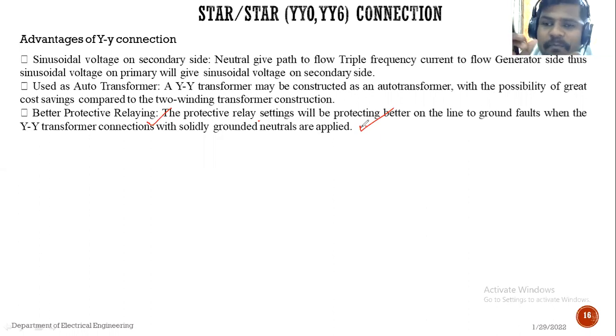Okay, so the protective relaying equipment or the protective relaying system, it is better. So the protective relaying setting will be protecting better on the line to ground fault. याच्यामध्ये बघा, chances of line to ground fault or LG fault it can be done. So relaying equipment or relaying setting can be done to protect these types of transformer from line to ground. Line to ground protect करण्यासाठी याची जी काही प्रोटेक्टिव्ह रिलेइंग सिस्टीम असेल ती बेटर असेल. Okay, when the neutral is solidly grounded. न्यूट्रल ज्यावेळेस आपण सॉलिडली ग्राउंड करतोय त्यावेळेस.